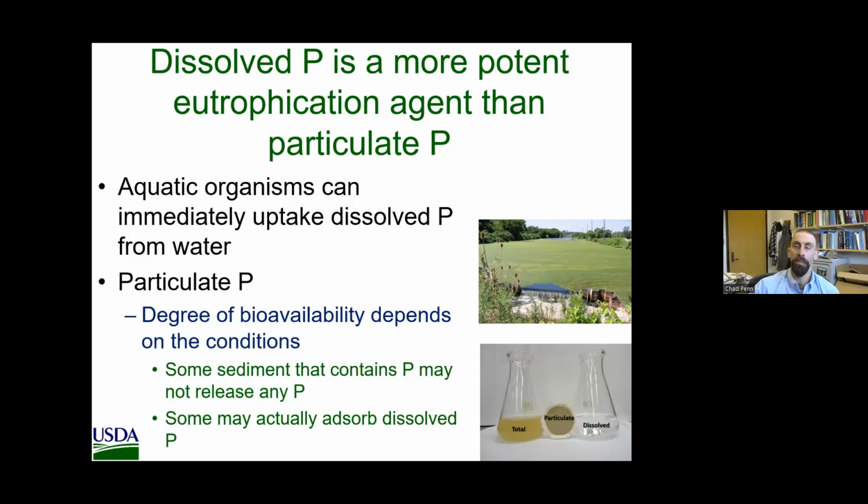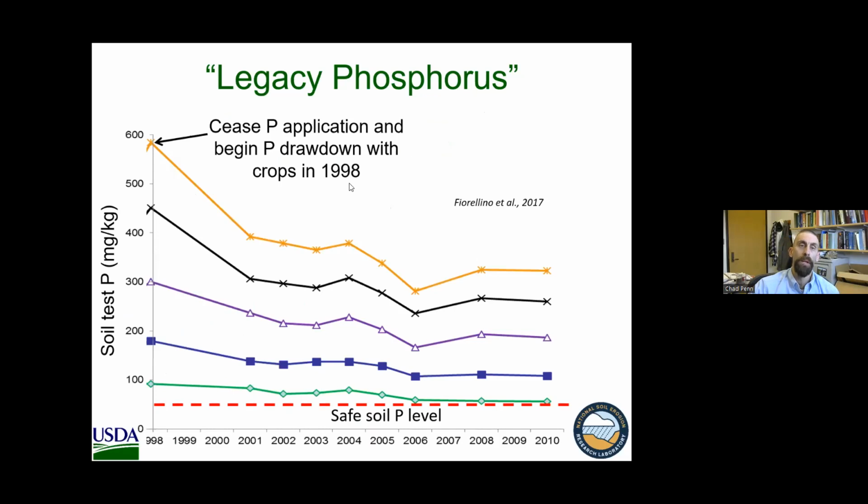concentration of phosphorus within the overlying water column. So part of the phosphorus may desorb. Sometimes those sediment particles can actually absorb phosphorus from the water column. But dissolved phosphorus, as soon as it hits the organisms, the plants can start taking it up.